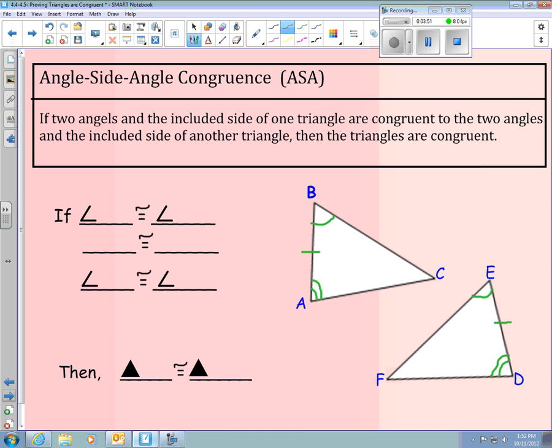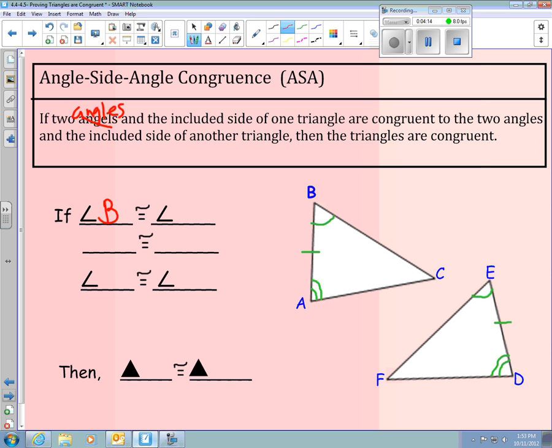If two angles, oops, not angels, two angles, and the included side of one triangle are congruent to the two angles and the included side of the other triangle, then the triangles are congruent. So in the last one, we had two sides and that angle was sandwiched in between. Here, we have two angles and that side is sandwiched in between.